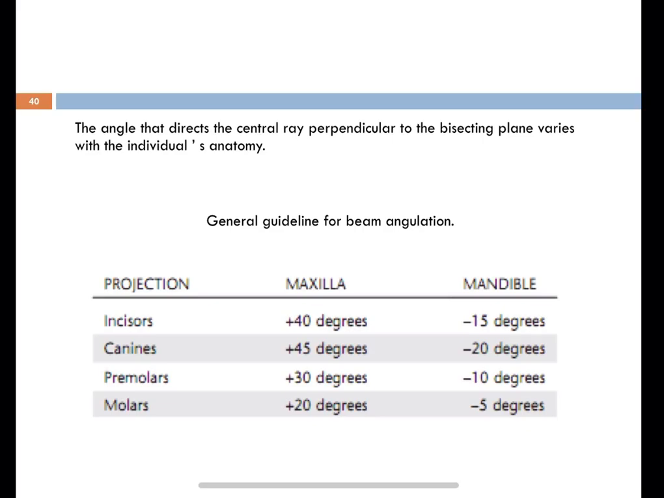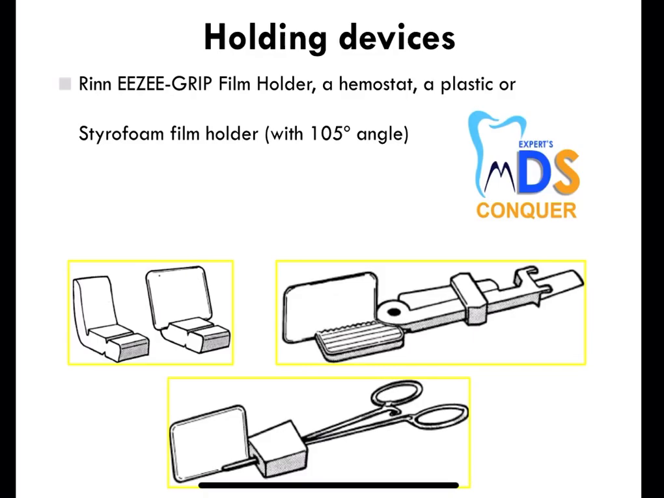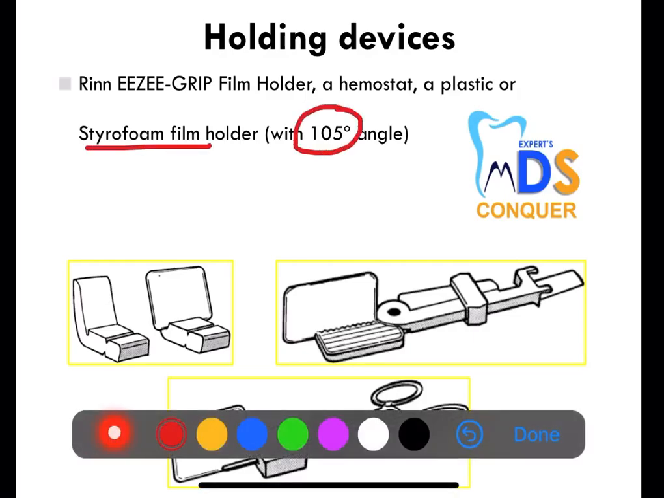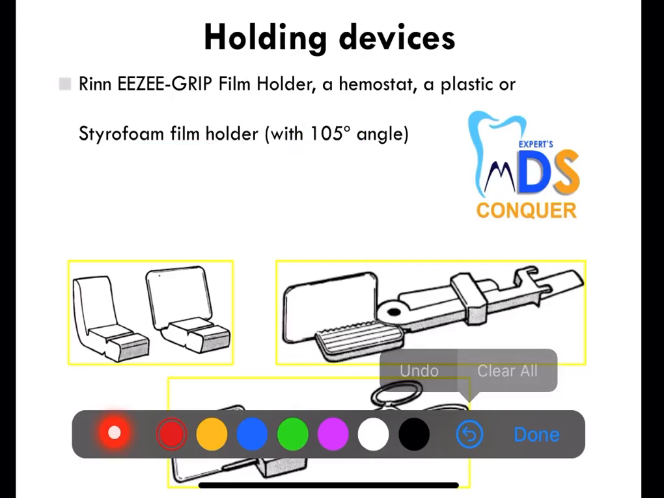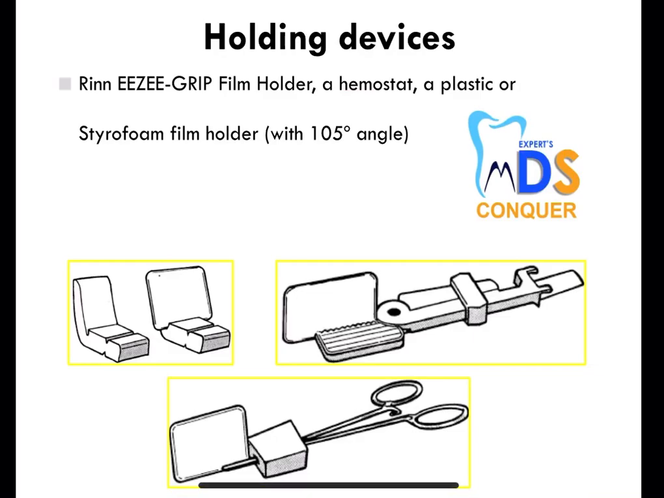These are the various angulations which you need to have an idea about. While practicing, do remember all this. Have a look at the various angles for different projections or different teeth, like incisors, canines, premolars and molars. These are the various holding devices: a styrofoam film holder which has a 105 degrees angle, and an easy grip holder or a hemostat. All these are holding devices for the bisecting angle technique.